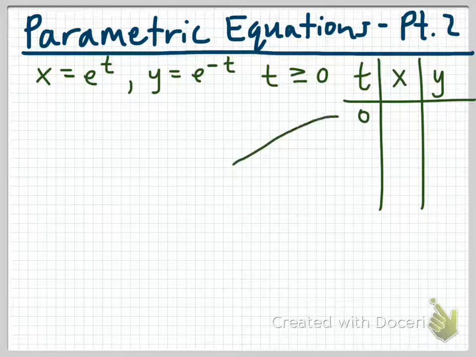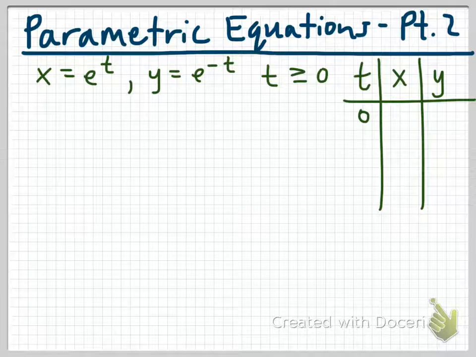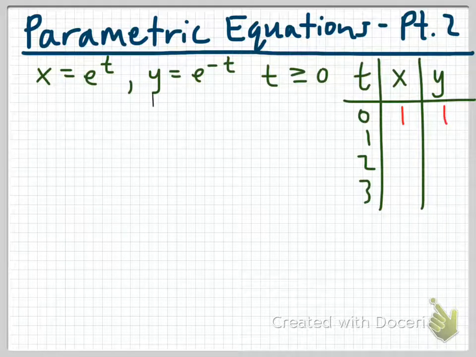picking values of t that would be convenient. Now, 0 is really the only convenient value, so we're going to run into a little bit of difficulty here. It's kind of a bummer. But when t equals 0, we get e to the 0, which is 1, and e to the 0 also, which is 1. So at least we have 1 point.